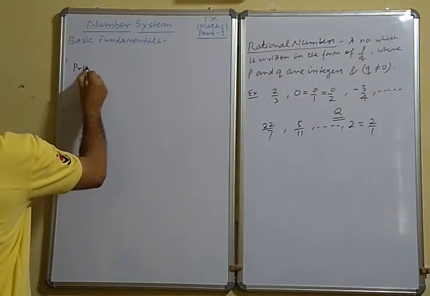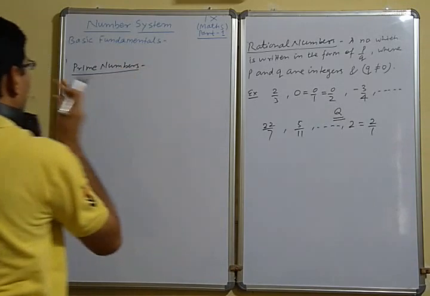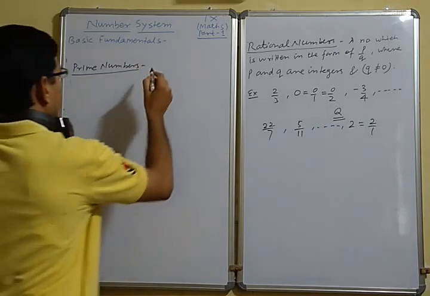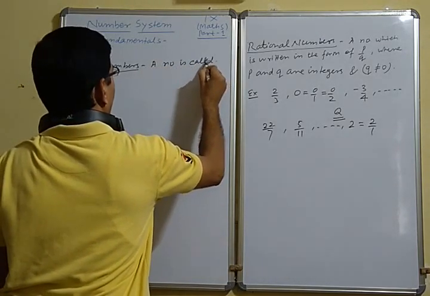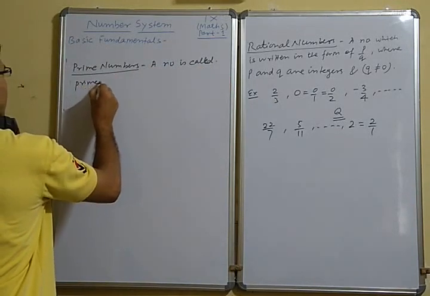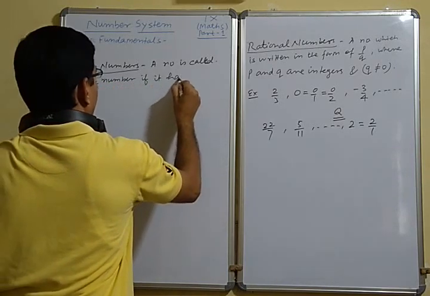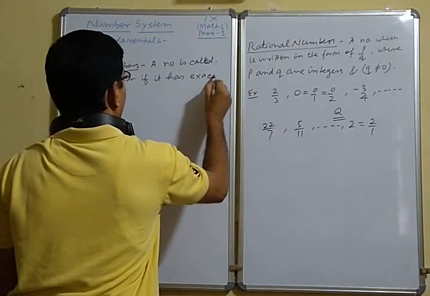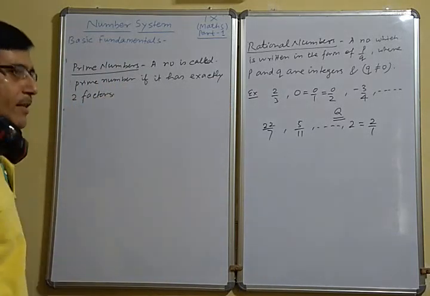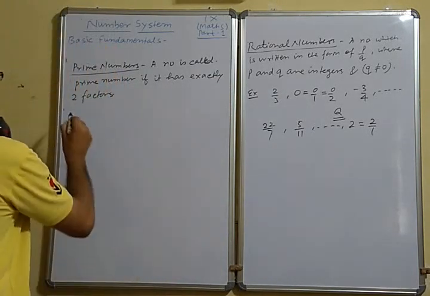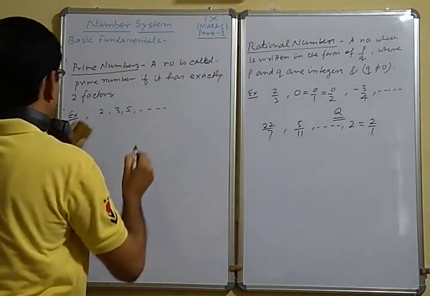Prime numbers. A number is called a prime number if it has exactly two factors. For example, 2, 3, 5 and so on.